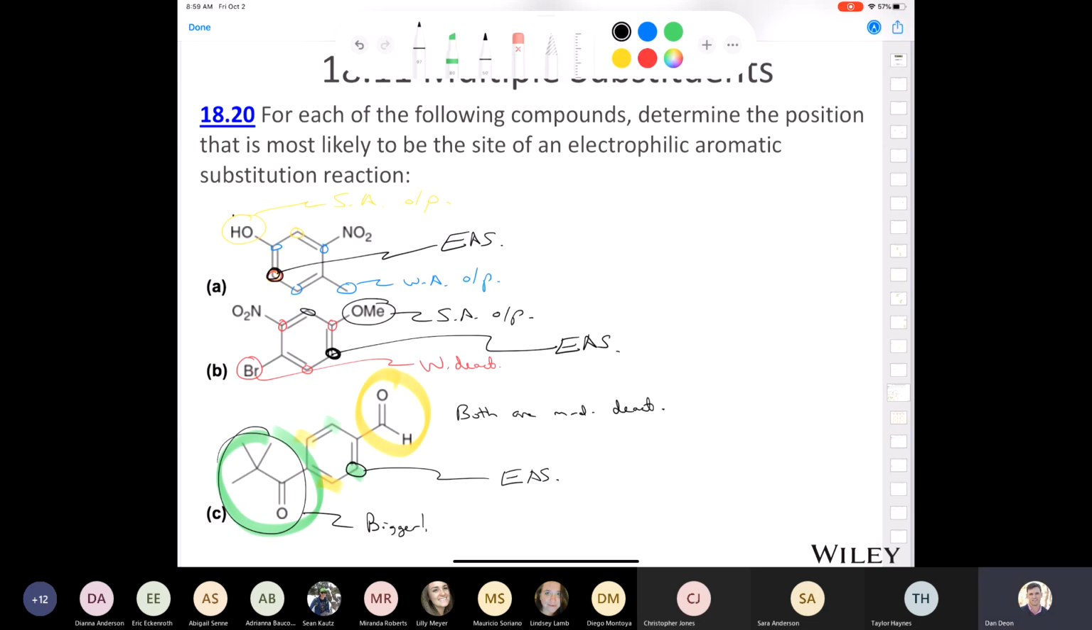Which one are you referring to, Eric? Which letter? Oh, for A, yeah. For A, it's not going to happen at the one that's highlighted in yellow because we rarely get substitution in between two groups. You have both of these groups here that are going to sterically hinder that. Okay, there we go.